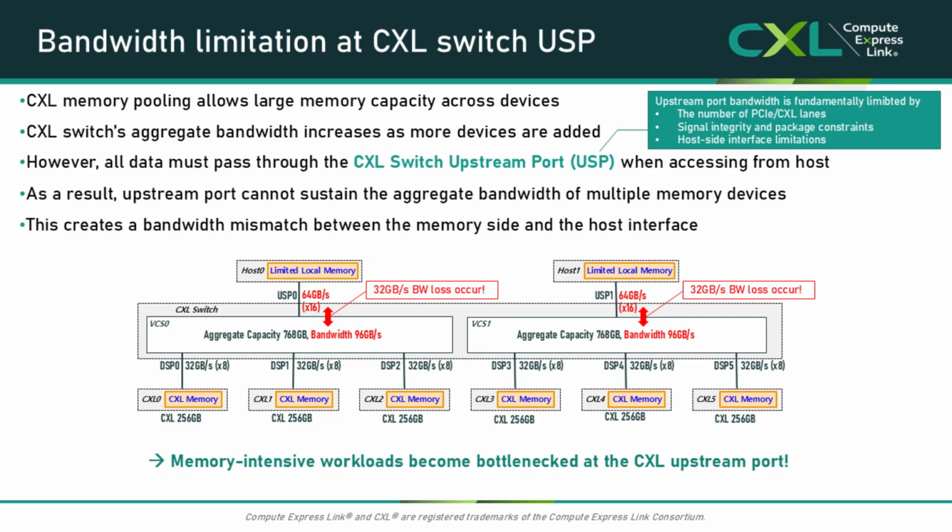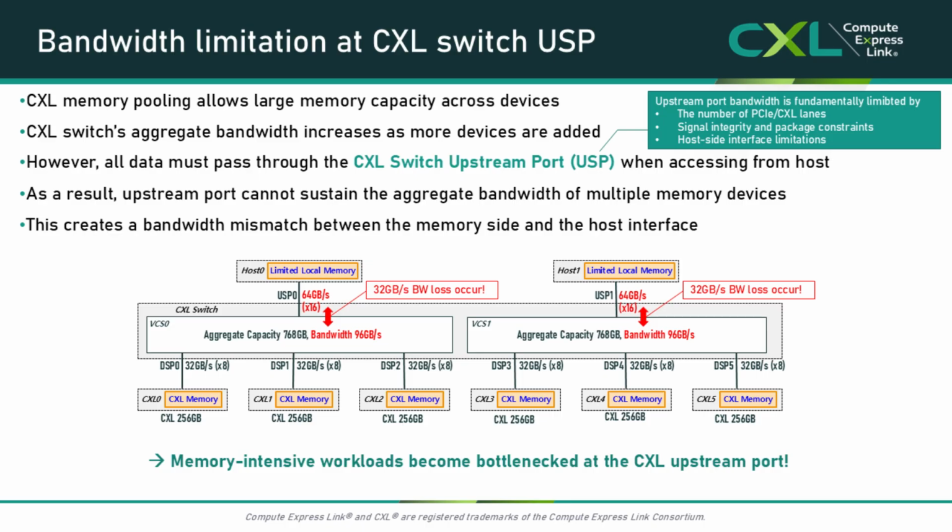So we have two upstream ports, each providing 64 gigabyte per second bandwidth. And we have six CXL devices, each providing 32 gigabyte per second bandwidth. So each upstream port is connected to three devices. So the aggregate bandwidth from three devices is 3 times 32. That is 96 gigabyte per second bandwidth.